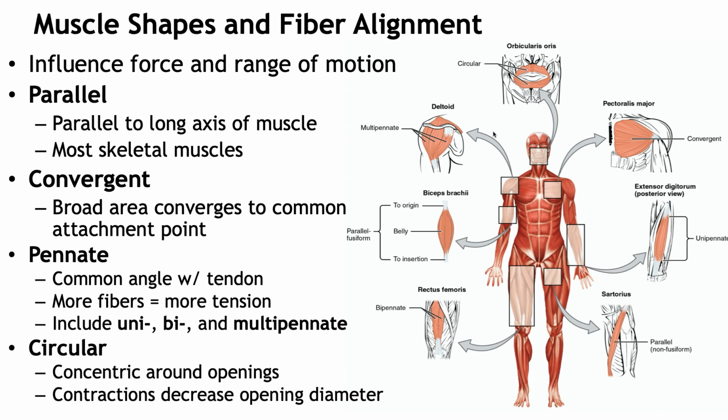You have parallel, in which the long axis of the fascicles run parallel to the long axis of the muscle. And these are generally strap-like muscles, for example, the sartorius and the biceps brachii. And you have pinnate, in which the fascicles are short and they attach obliquely to a central tendon that runs the length of the muscle.